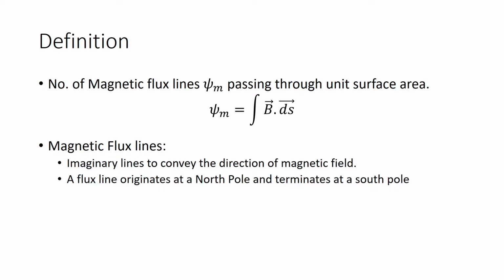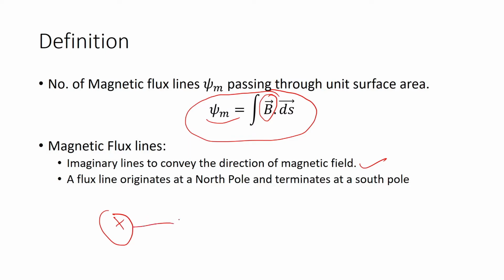So if you want to determine the magnetic flux lines, you can use the surface integral of the magnetic flux density and get the magnetic flux. And the magnetic flux lines are also imaginary lines which convey the direction of magnetic fields, like the electric flux lines. Whereas an electric flux line originates at a positive charge and terminates at a negative charge, a magnetic flux line originates at a north pole and terminates at a south pole.